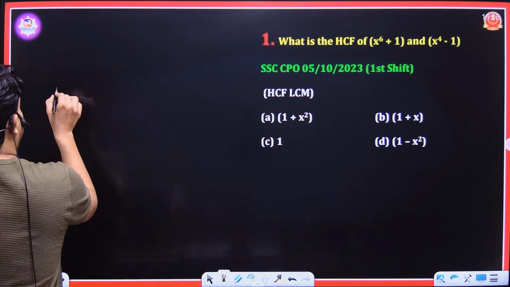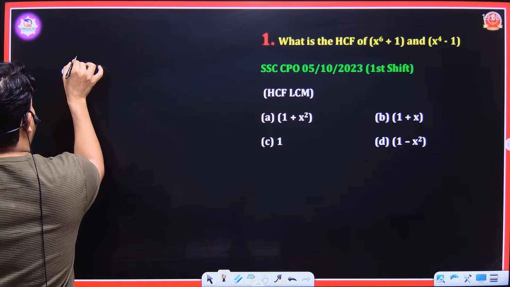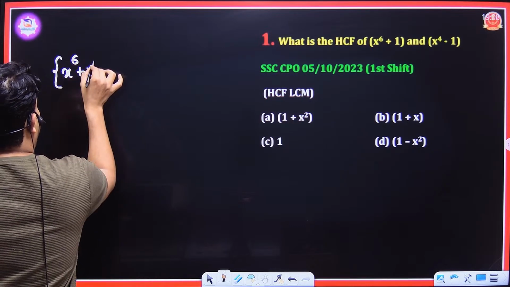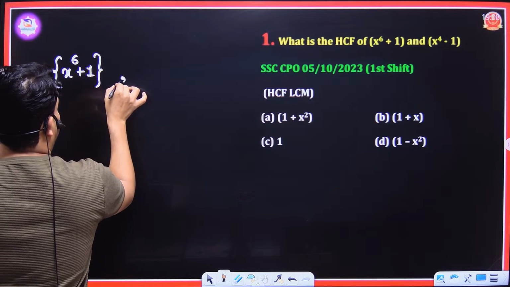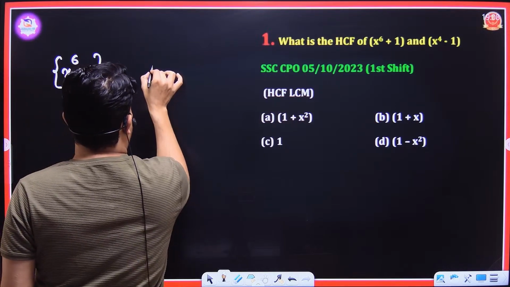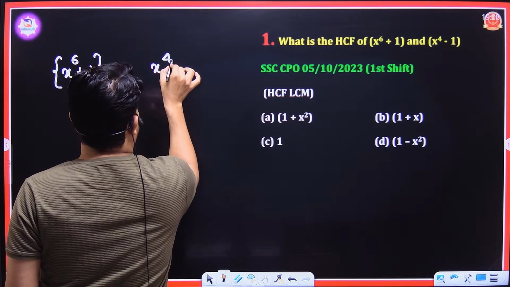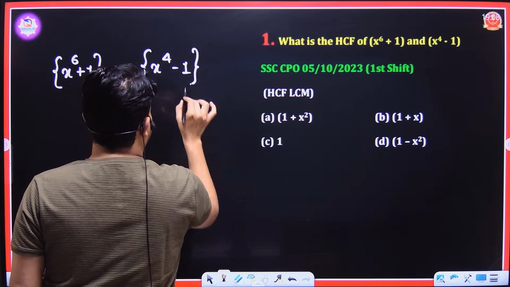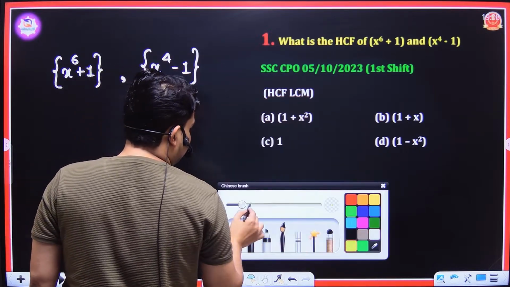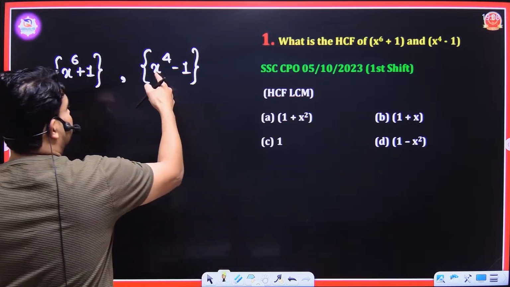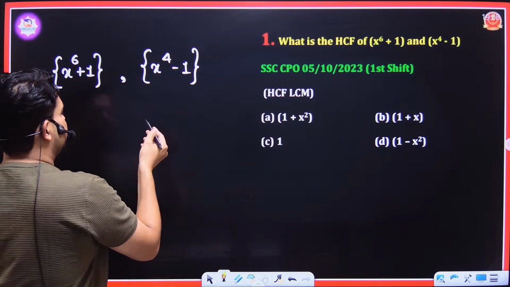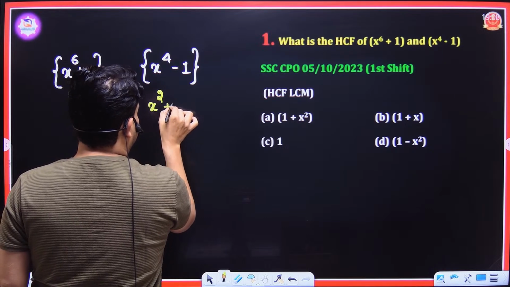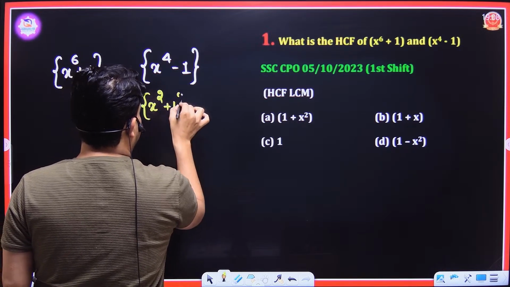We have x to the power 6 plus 1, and we have x to the power 4 minus 1. And SSC has set all the options in such a way that each option can be the answer. See, this is a square minus b square. It can be factorized into x square plus 1 and x square minus 1.